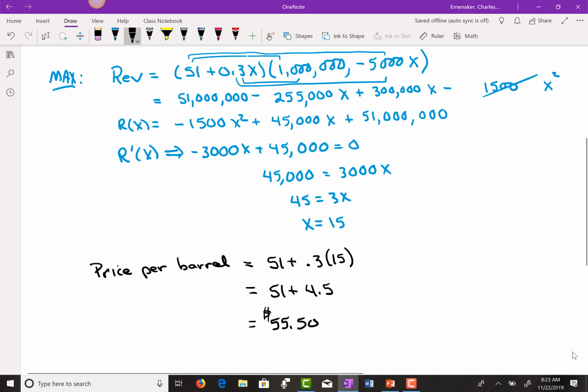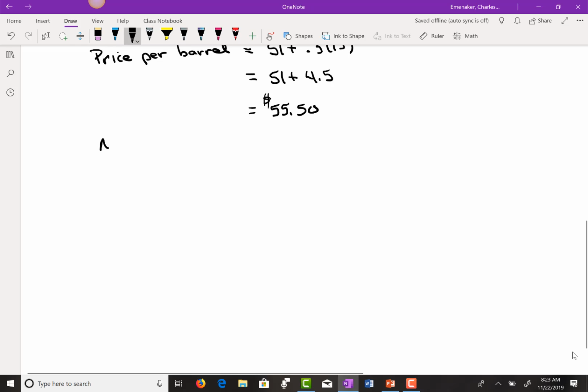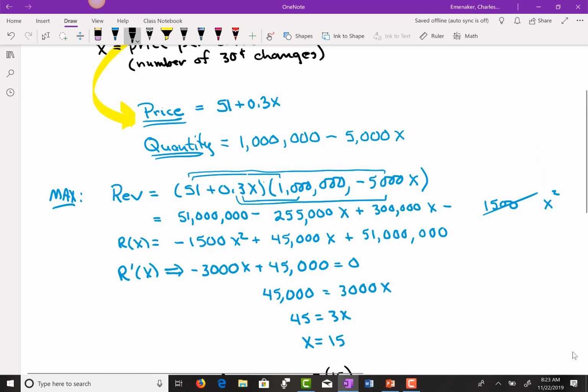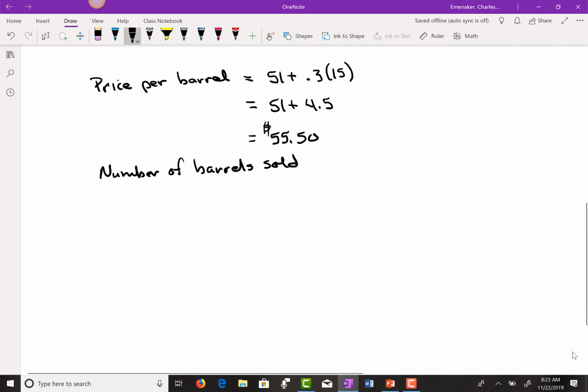All right. Price per barrel, $55.50. Number of barrels sold. Oh yeah, that's kind of important. Is it going to be more or less than we were doing before? It's going to be less. Well, the number of barrels sold, we can go up here. Here we go. It's the quantity. It's going to be this million minus 5,000x.